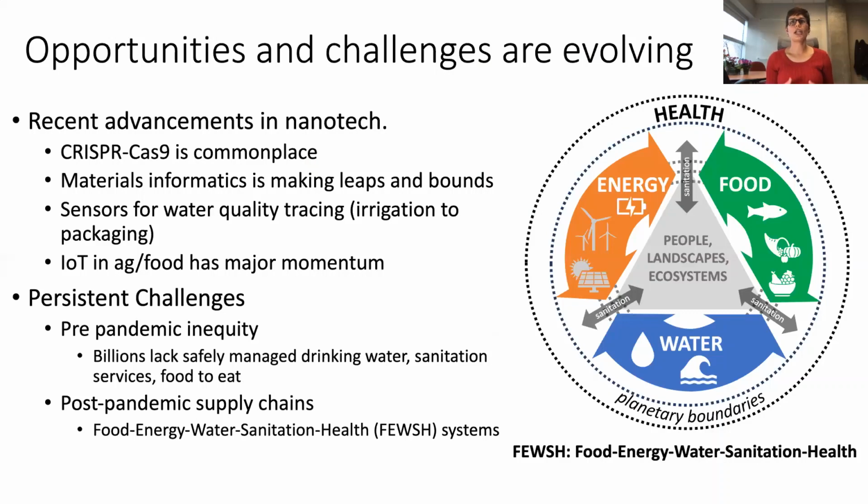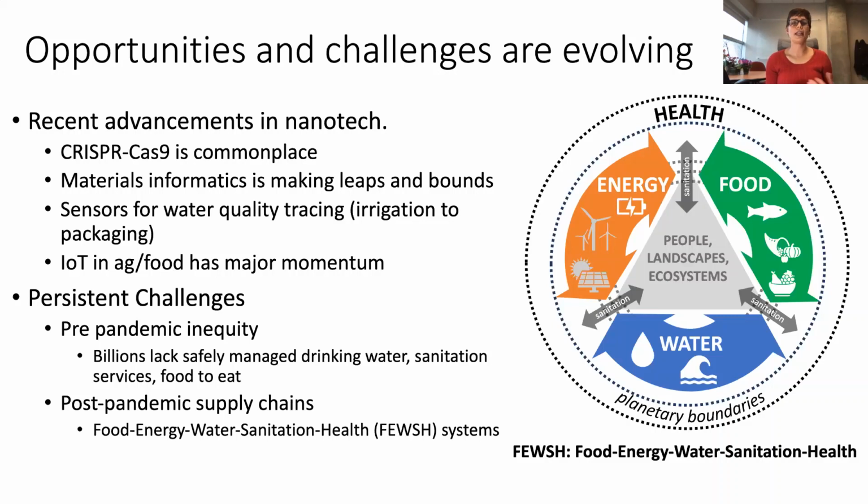So opportunities and challenges are evolving. Recent advancements in nanotechnology abound. CRISPR, for example, is becoming commonplace. I didn't talk about that, but it is becoming commonplace. Material informatics is making leaps and bounds. Sensors for water quality tracing, like I mentioned, are also becoming more and more available. We are now having funds, you can see on the news, and IoT is penetrating more into ag and food systems, which wasn't the case a couple of years ago, but we still have persistent challenges.